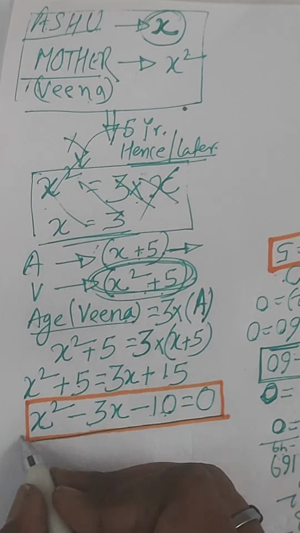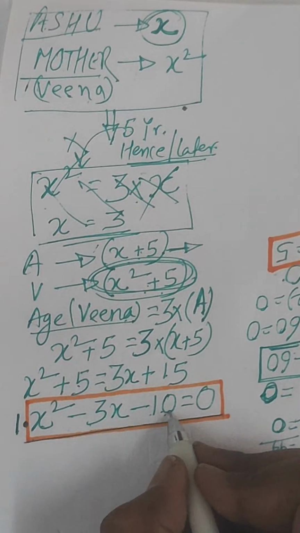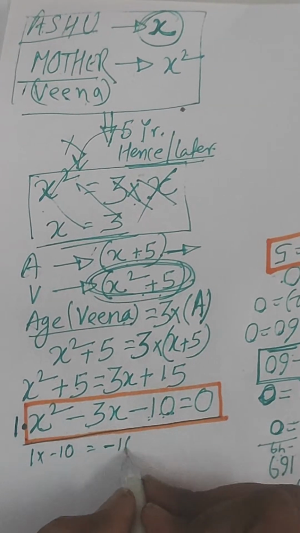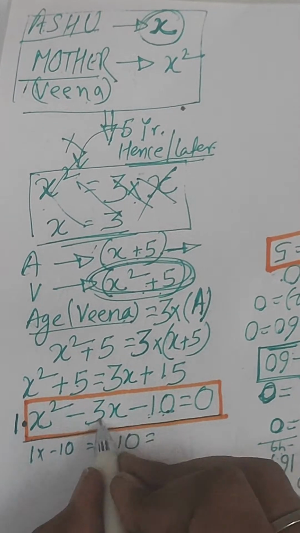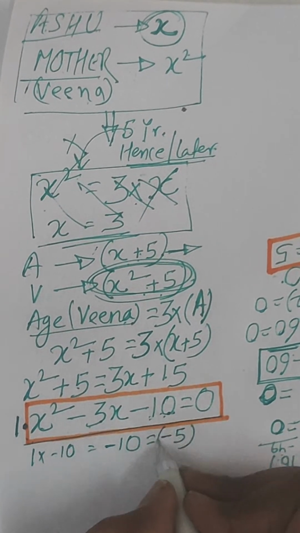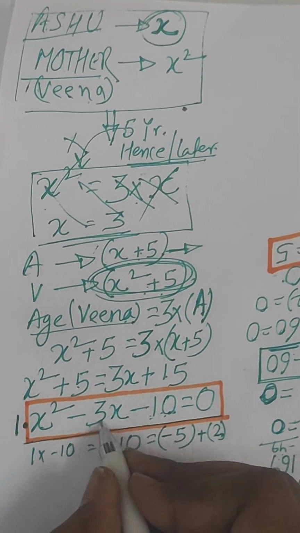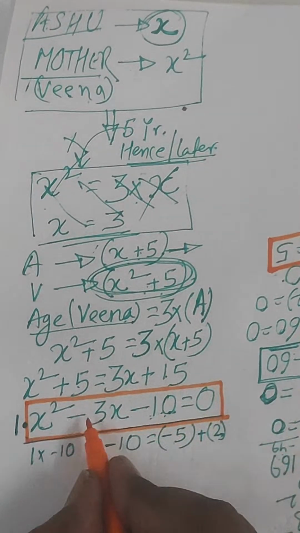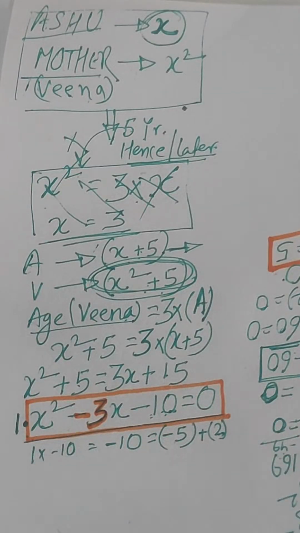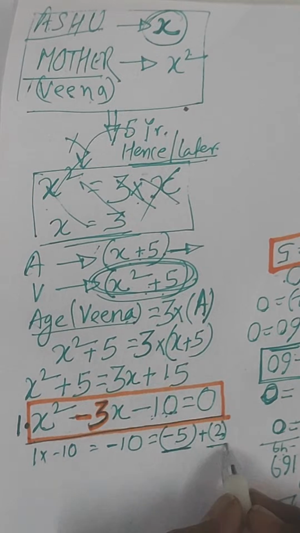Again we can do the splitting of the middle term. The coefficient of x square is 1, and here minus 10. 1 into minus 10 will be minus 10, and minus 10 can be split when 3 will be coming. It can be done as minus 5 plus 2. Minus 5 plus 2 will be minus 3, which is your middle term. You can see minus 3, right? So we can split into two parts, taking two terms as minus 5 and plus 2.